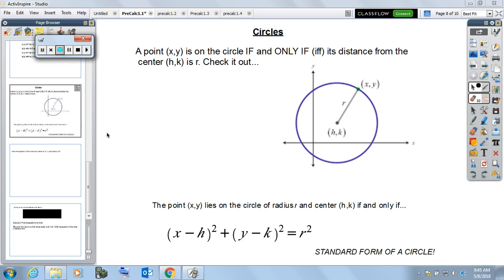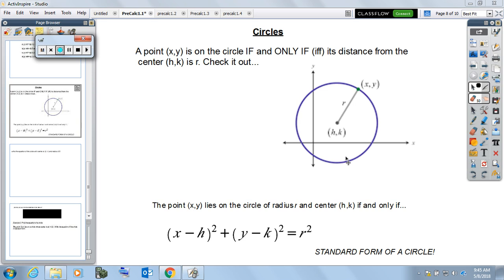Obviously we know a circle, right? We know what a circle is. The key part that we need to think about is that a point (x, y) is on the circle if and only if its distance from the center (h, k) is the radius r. So what does this mean? The only way there's going to be a physical point on this circle is if you test any point that lies on the circle in such a way that the distance from the center to that point equals r. The minute it does not equal the radius r, that means it lies either outside or inside of the circle.